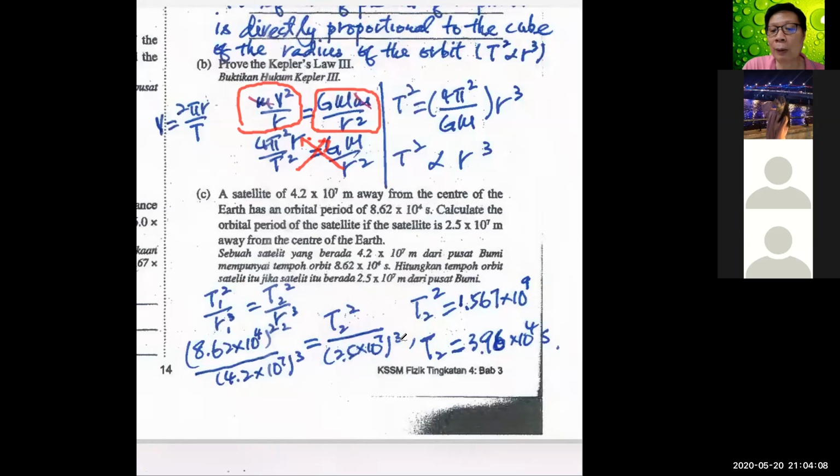Now use your calculator, do it carefully. All the calculation here involves very big numbers, so you have to do it carefully. Even in the exam, you must do it carefully, practice using your calculator. So you press here, this one multiply here, divide by this, then you get T square equal to this value, then square root it, and finally you get this answer. Okay, copy the answer.